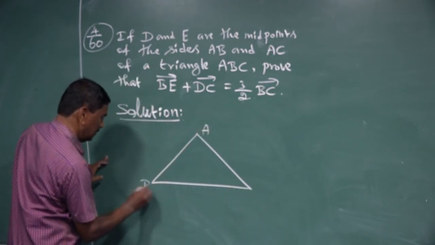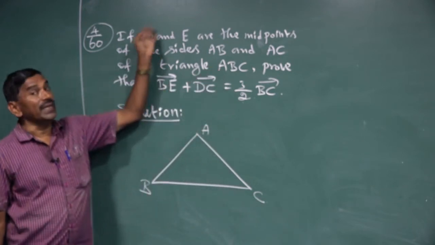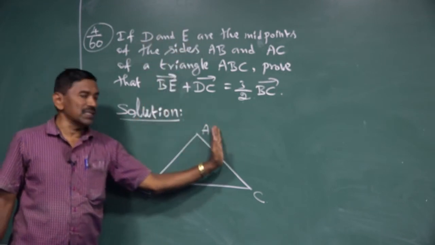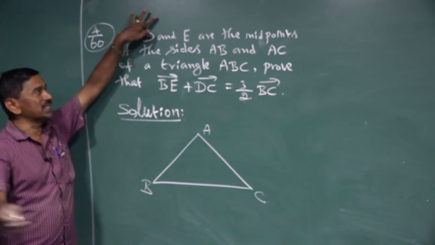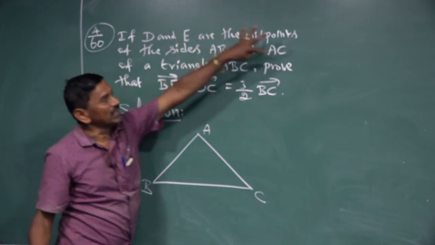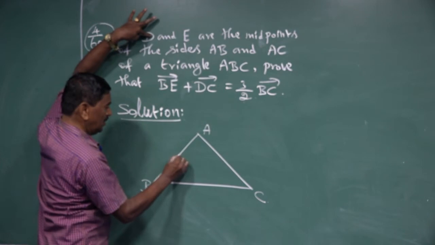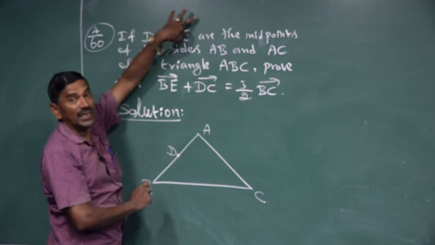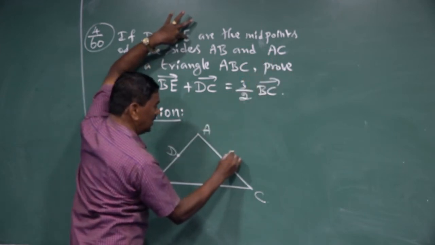In triangle ABC, D and E are the midpoints of the sides AB and AC respectively. D is the midpoint of AB. Next, E is the midpoint of AC.